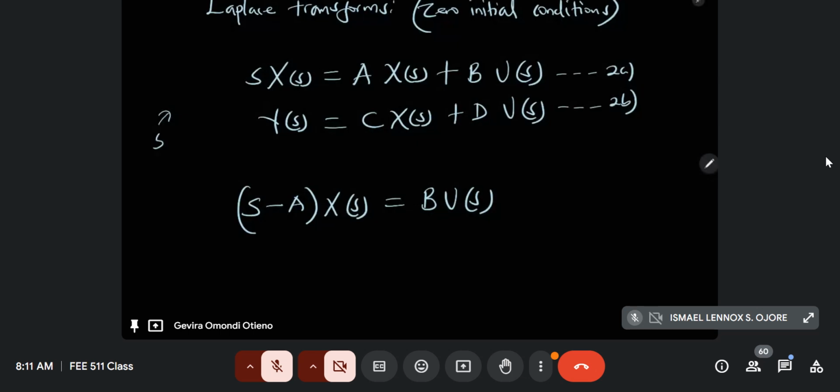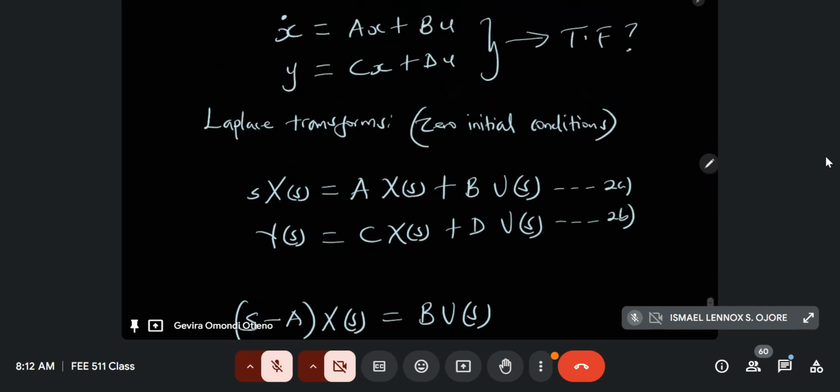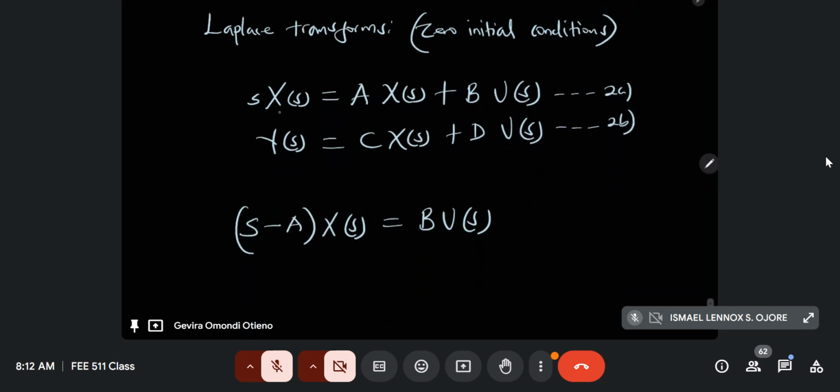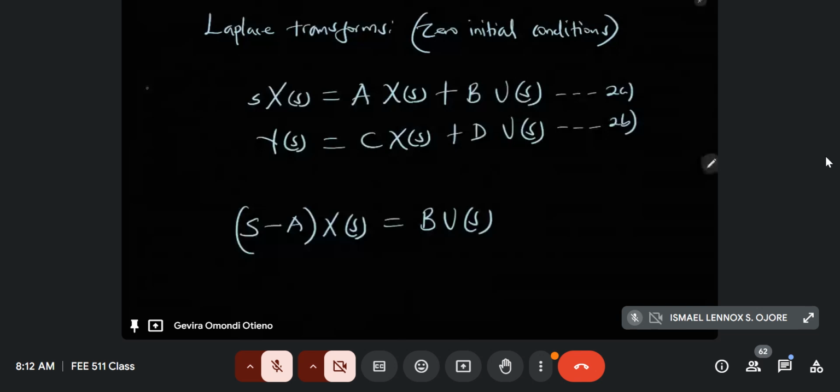If we leave it as s, remember, it's a small s because you're getting the Laplace transform of a derivative. So it is a small s. But all the terms that we have in our equations 2a and 2b are matrices now because we've converted them to Laplace transforms. They are all matrices now. So we are having a matrix multiplied by a small scalar quantity.